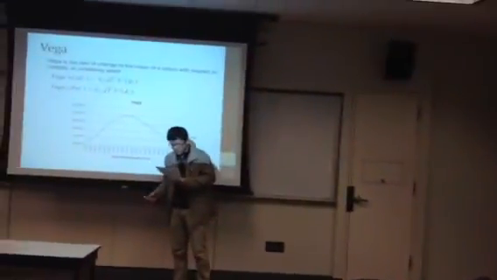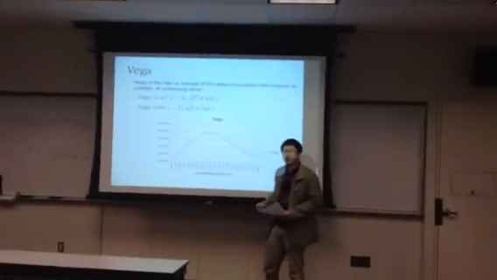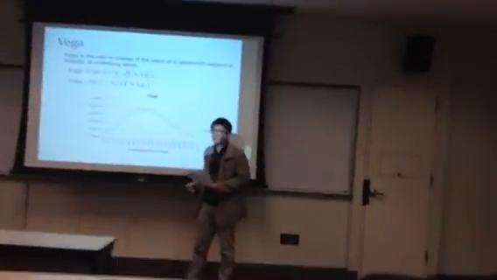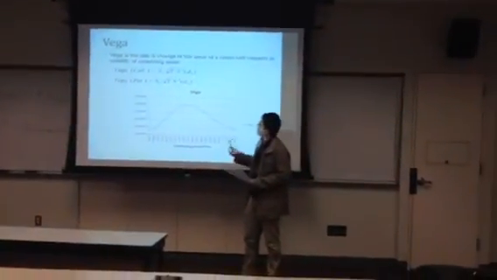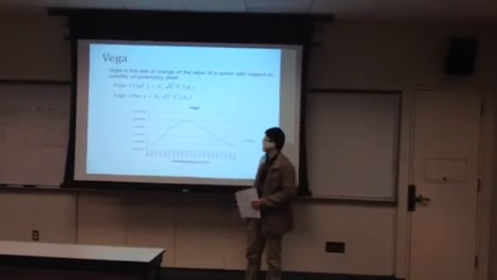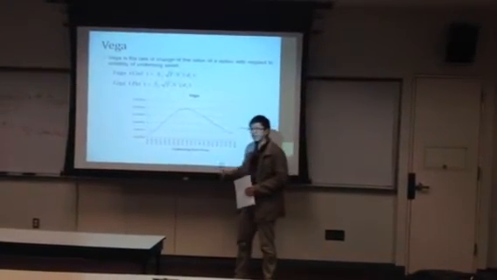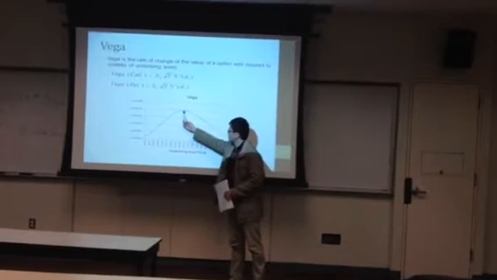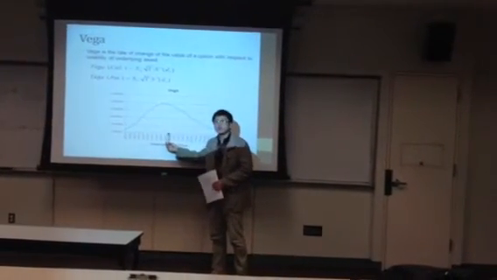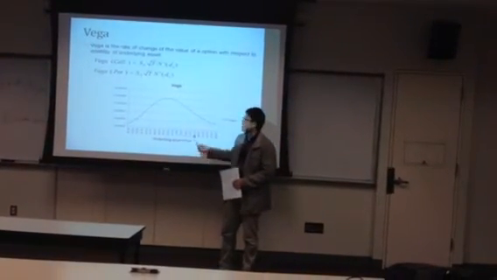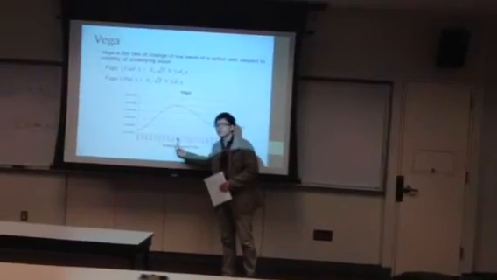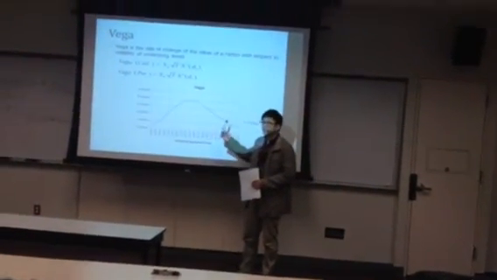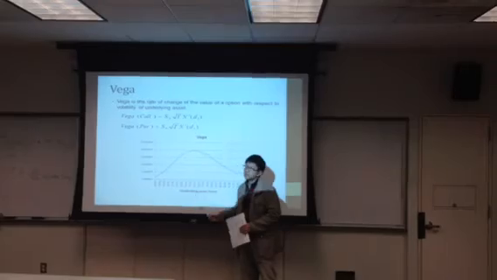Okay, next. Let's go to the Vega. Here, Vega is the rate of change of option price with respect to the volatility of underlying asset. Here, again, we should notice that the Vega is biggest when the option is at the money, because when the option is at the money, the volatility matters very much.